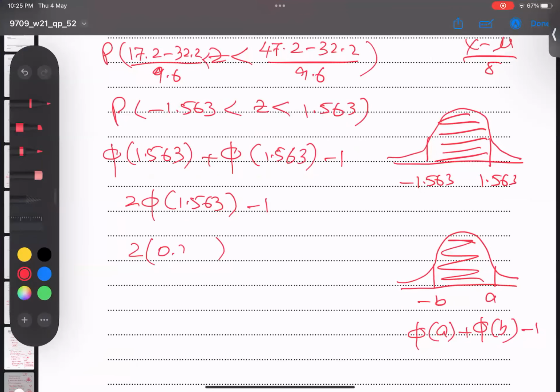So let's type 2 times 0.941 minus 1. And the answer is coming finally. The final answer is 0.882. Alhamdulillah. I hope the point is very, very clear. Let's go for the next question.